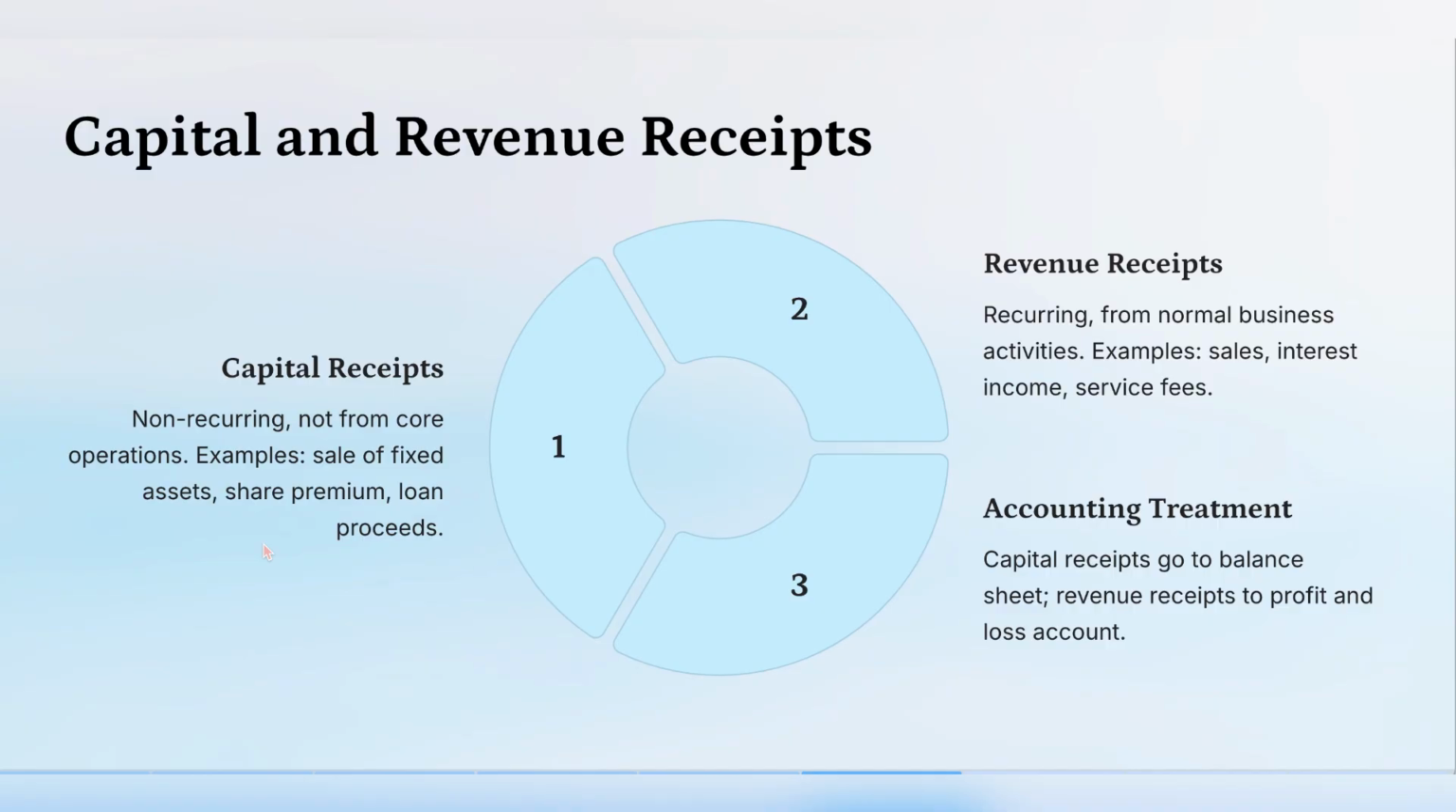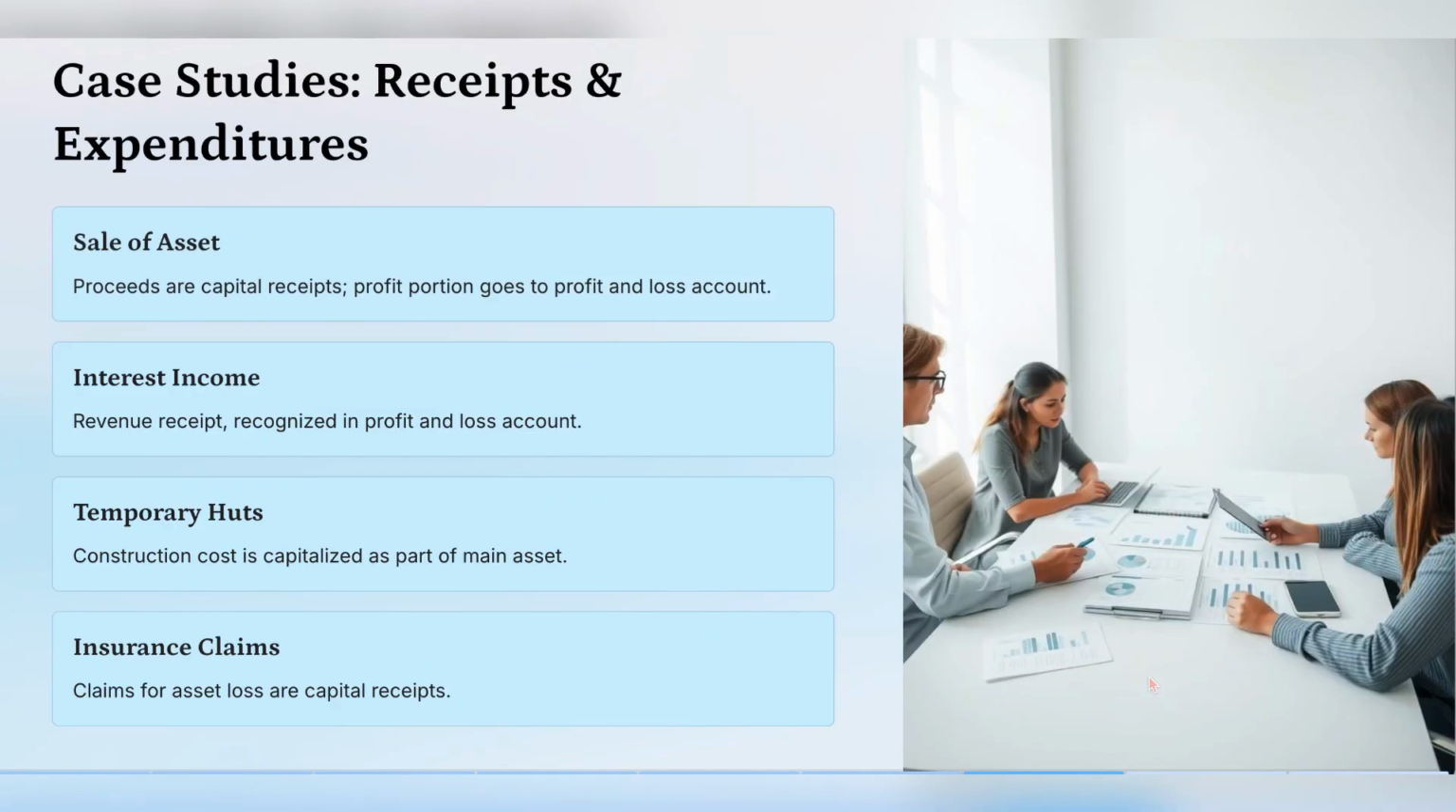Whereas the amounts which we are purchasing on a day-to-day operation basis are considered as revenue expenditure. So revenue receipts are recurring in nature, and capital receipts are non-recurring in nature. Accounting treatment: capital receipts directly go to the balance sheet, and revenue receipts are recorded in the profit and loss account. These are the differences between capital and revenue receipts.